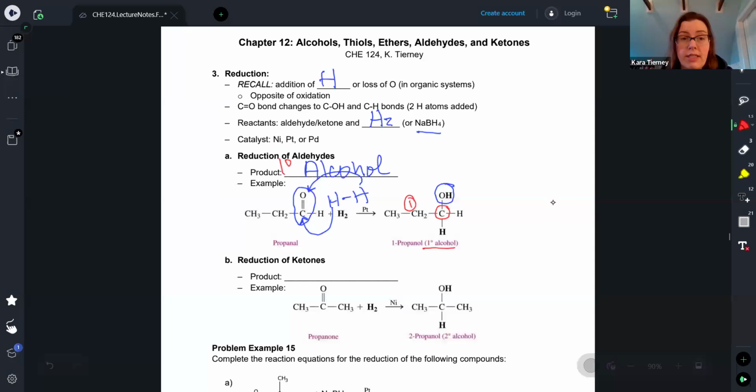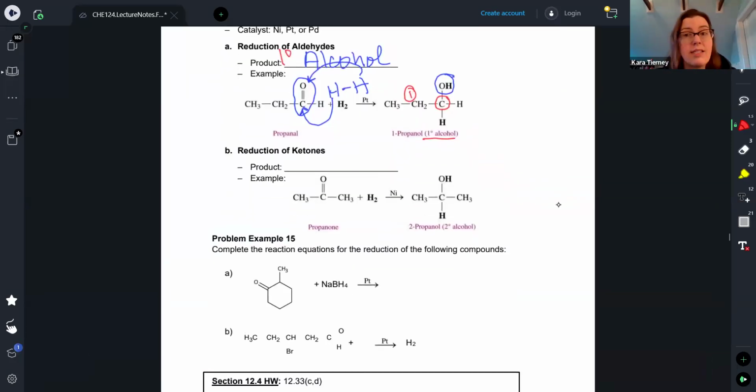Okay, let's look at the reduction of a ketone. Same reaction, it's just happening in the middle of the molecule instead of on the end of the molecule.